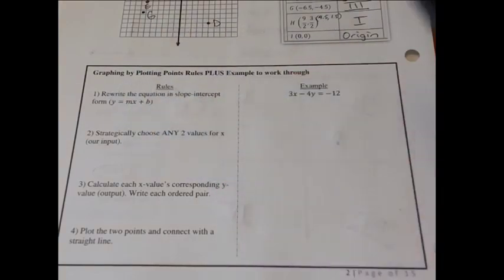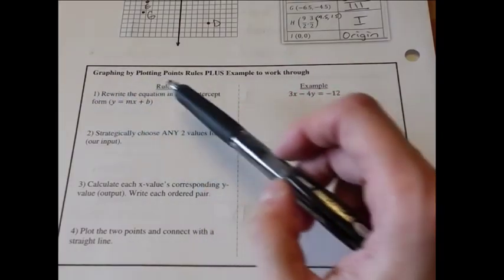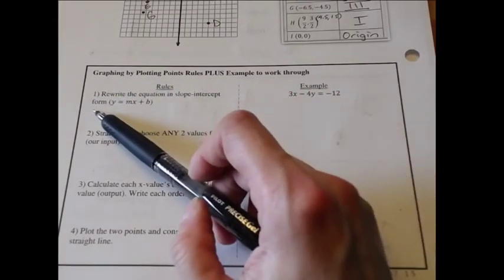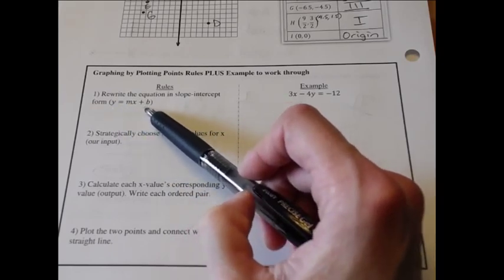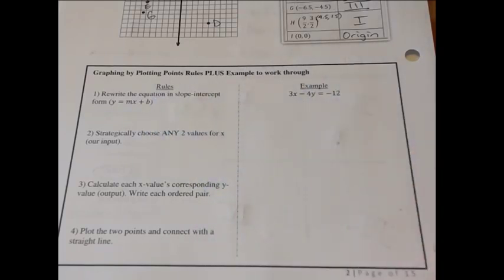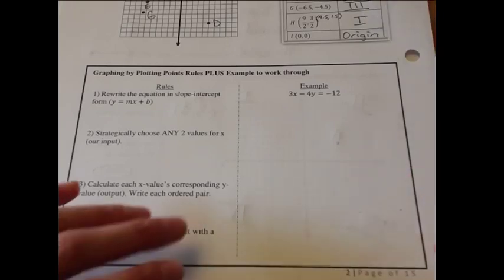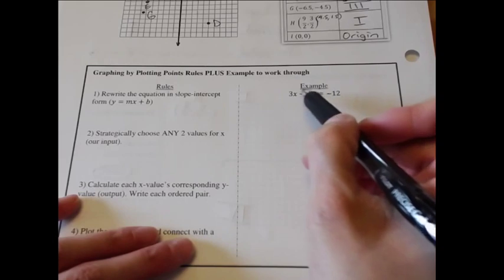Rule number 1. We're going to rewrite the equation in slope-intercept form. Recall that slope-intercept form is when you isolate y. So y has to be by itself, and it's equal to mx plus b. What this implies is that your terms are going to be in descending order, and I'll explain what that means again in a second. So we want to focus on getting y alone.